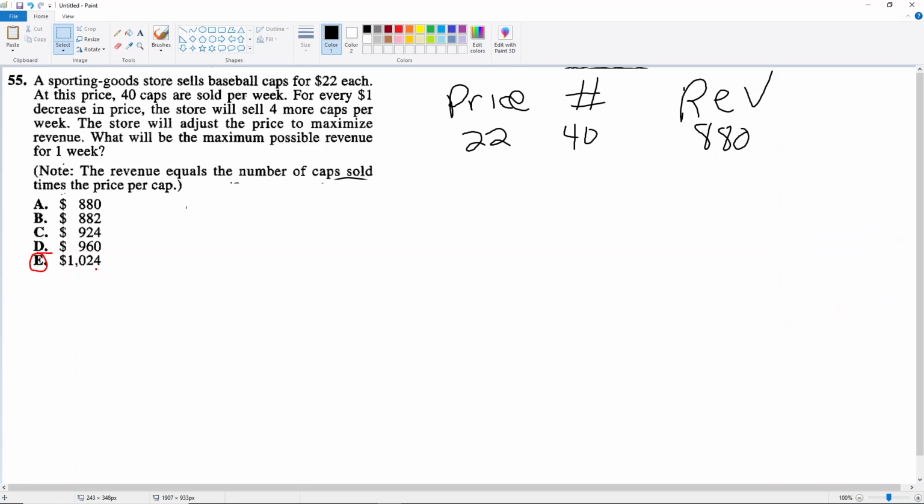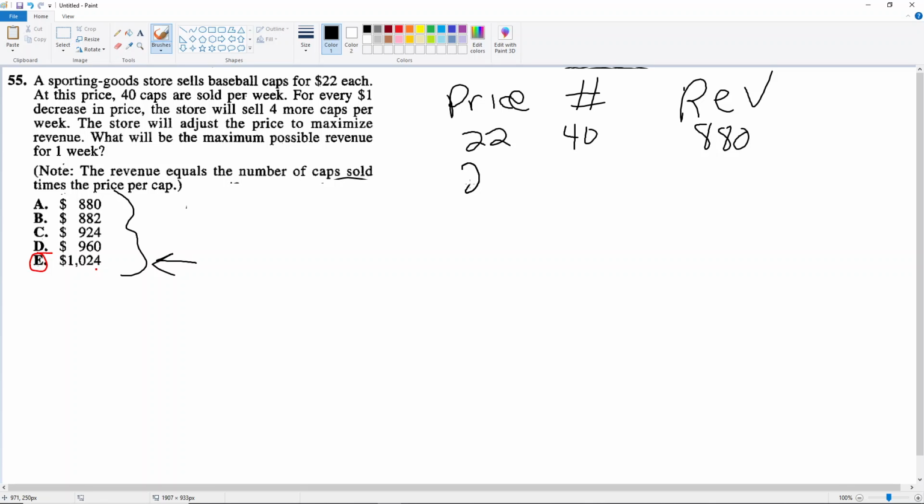But what you have to do is find the biggest number. So keep going until you find where it starts going down again, or until you find what's the biggest number in the answer choices. If you find any one that equals 1,024, you can't get a number that's bigger in the answer choices, so you know that was the answer.